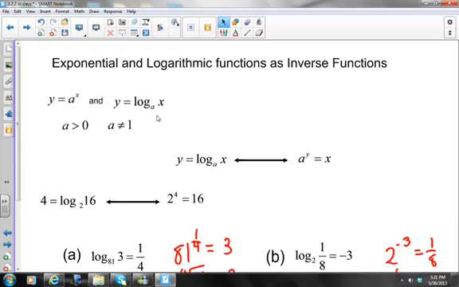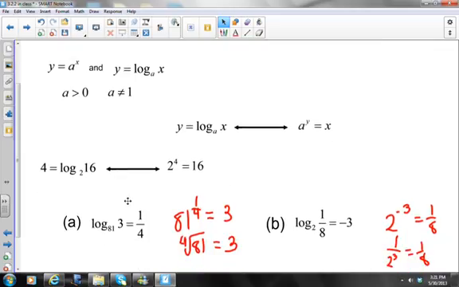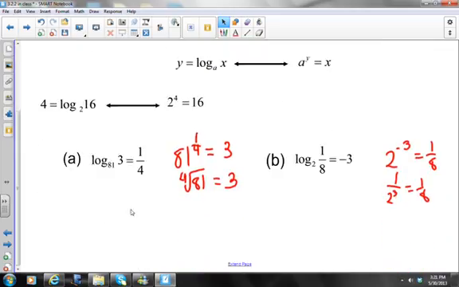The definition of log, of course, is y equals log base a of x if and only if a to the y equals x. Here are some simple examples you can look at on your own time, just to show how you actually compute the log.